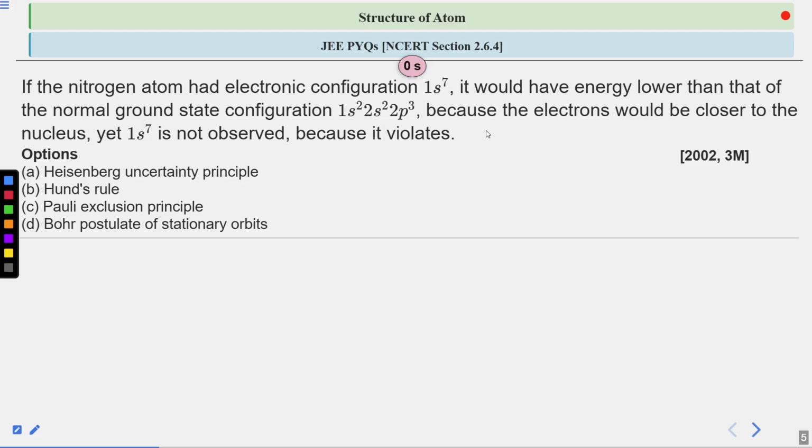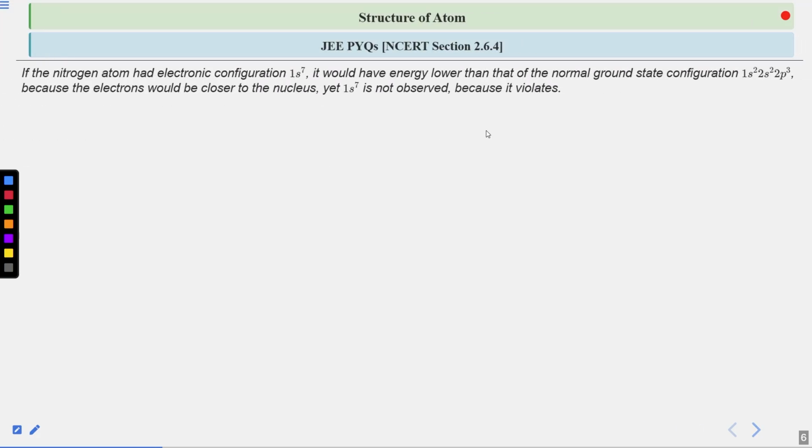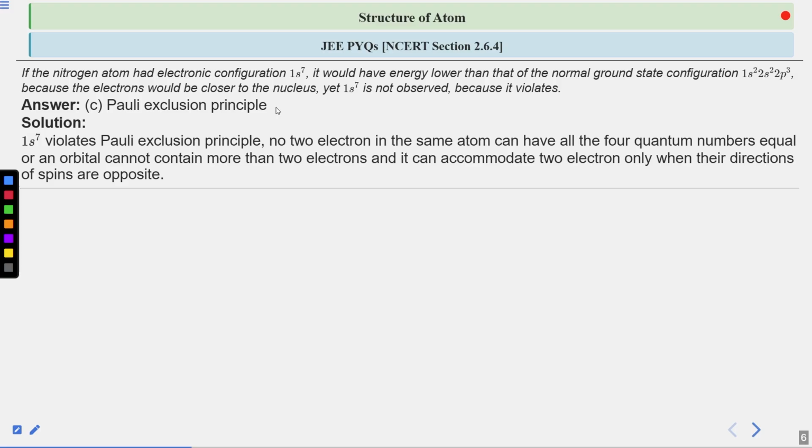So what would be the correct answer? The correct answer for this would be the Pauli exclusion principle. Why am I saying this? Because if you look at 1s7, what would be the values of the 4 quantum numbers related to these 7 electrons?